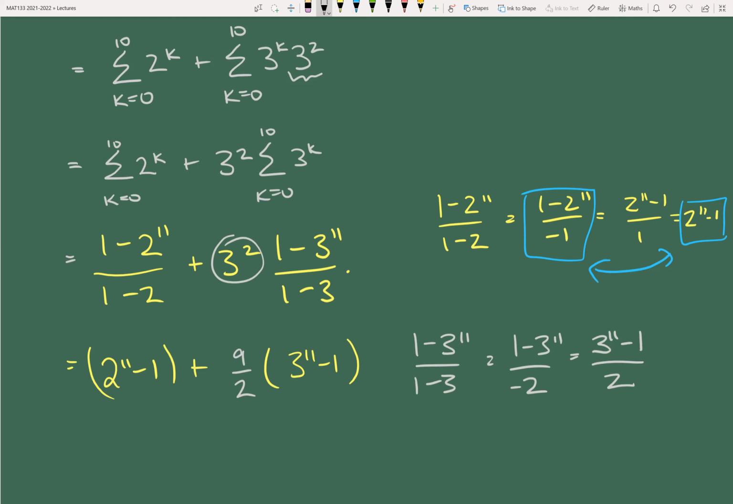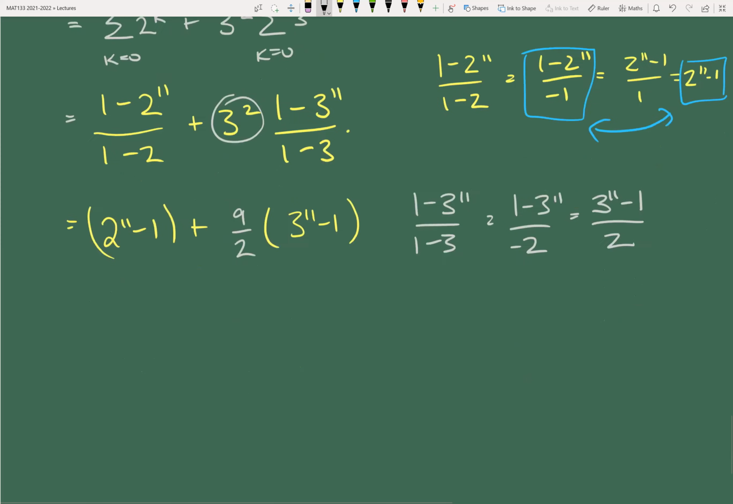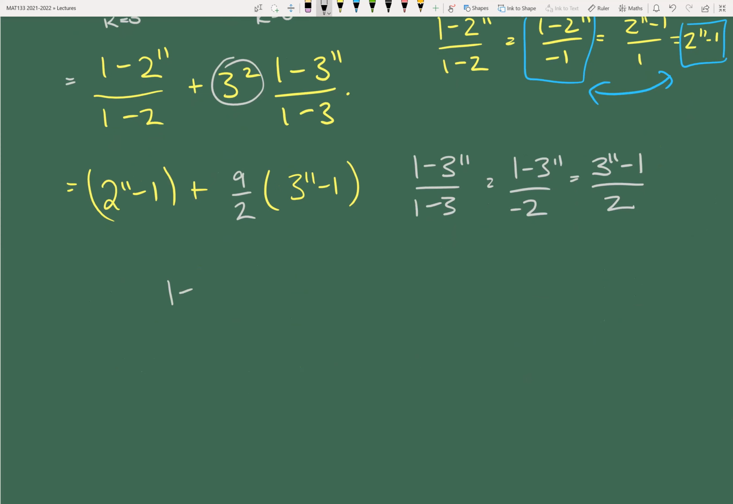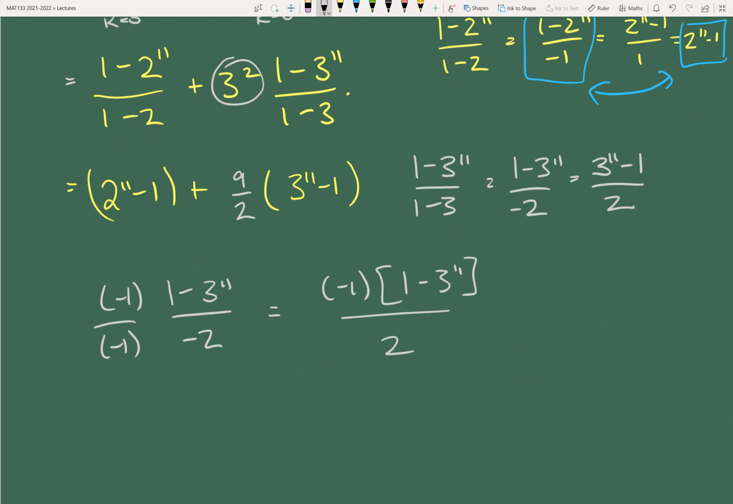Okay, so does that make sense? I'm sorry, I forgot who asked, but I'm confused about the part where you change it to a positive. Okay, let's try it a different way. Let's do it with this one, -2. I'm just going to multiply top and bottom by -1. That gives me -1 times 1 minus 3 to the 11 divided by 2. That gives me -1 plus 3 to the 11 divided by 2, which is 3 to the 11 minus 1 divided by 2. Does that make sense?